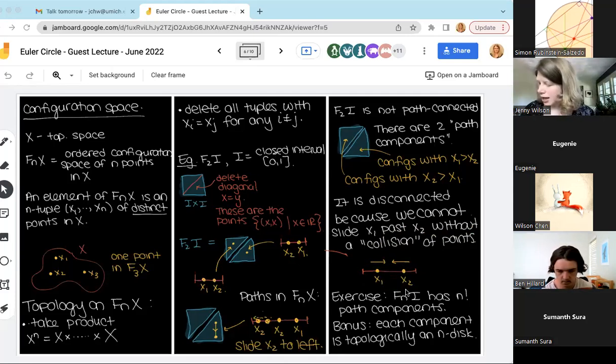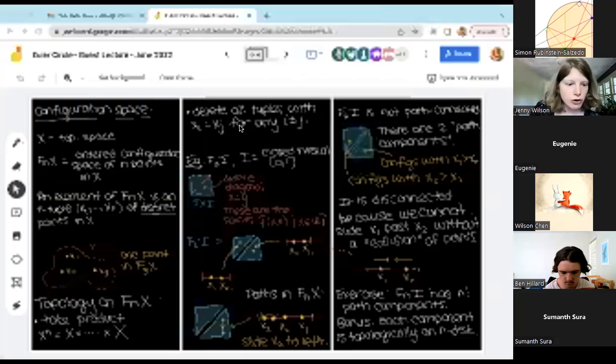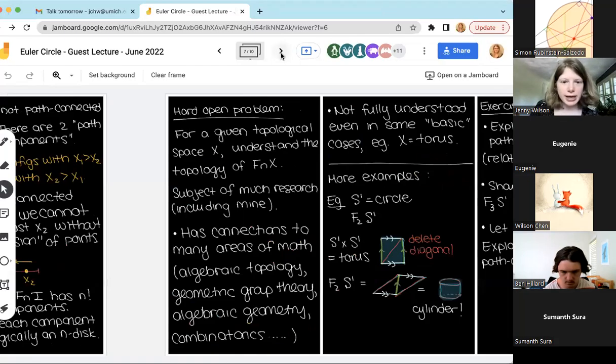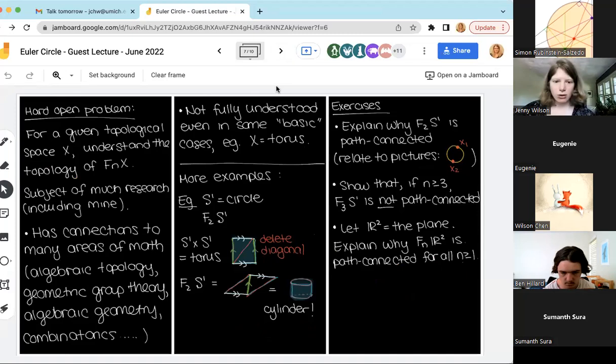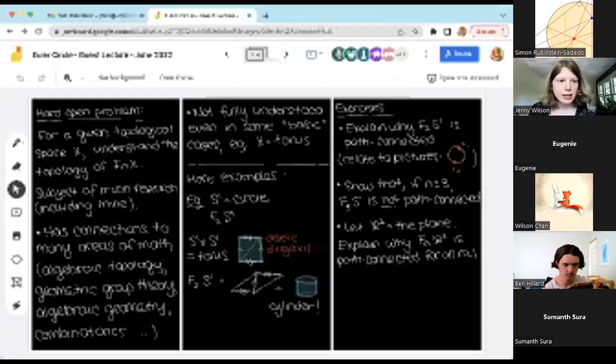Okay. And I've left for you as an exercise, this is a little bit tricky, that in general, the configuration space of the interval has n factorial components. And an even trickier exercise is to check that topologically each of those components is a disk. Okay. And oh shoot, I'm over time. I'm gonna cheat and take one more minute. I'm gonna go one more slide ahead.